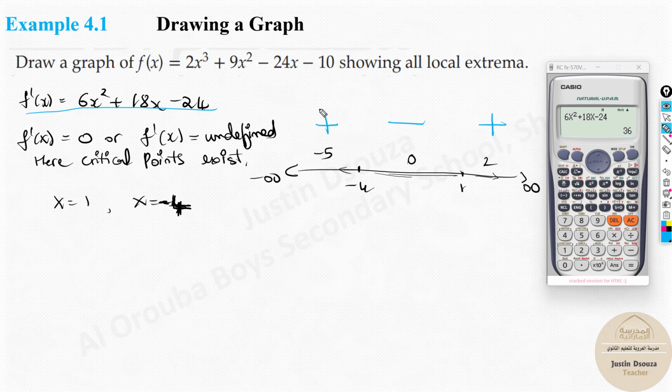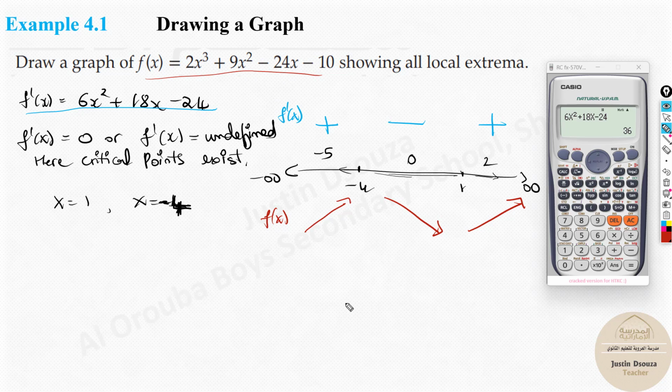Now I'm talking, see, this was about the derivative, f dash of x. Now let me talk about the given function f of x. This one is increasing in this range, decreasing here, and increasing. And in the last lesson, we had seen the critical points are the local extrema for this function.